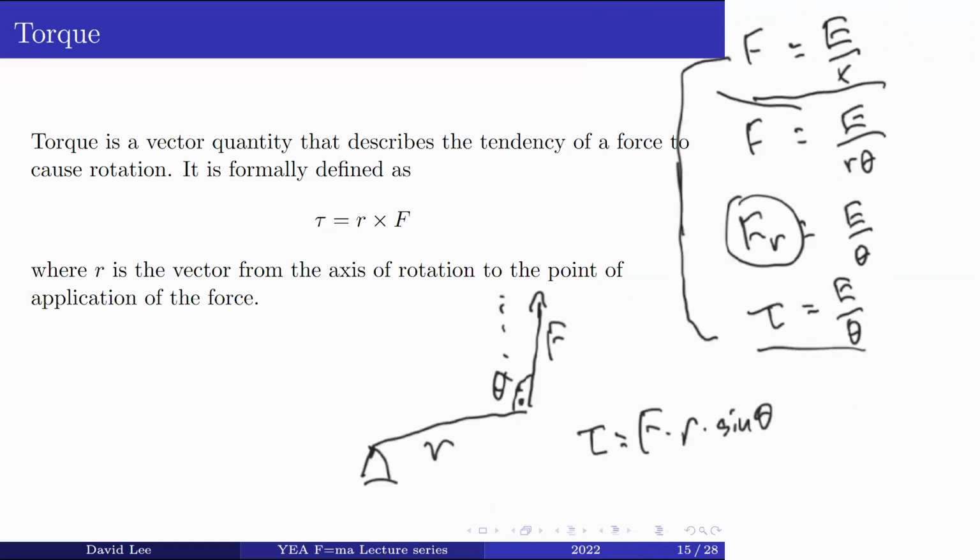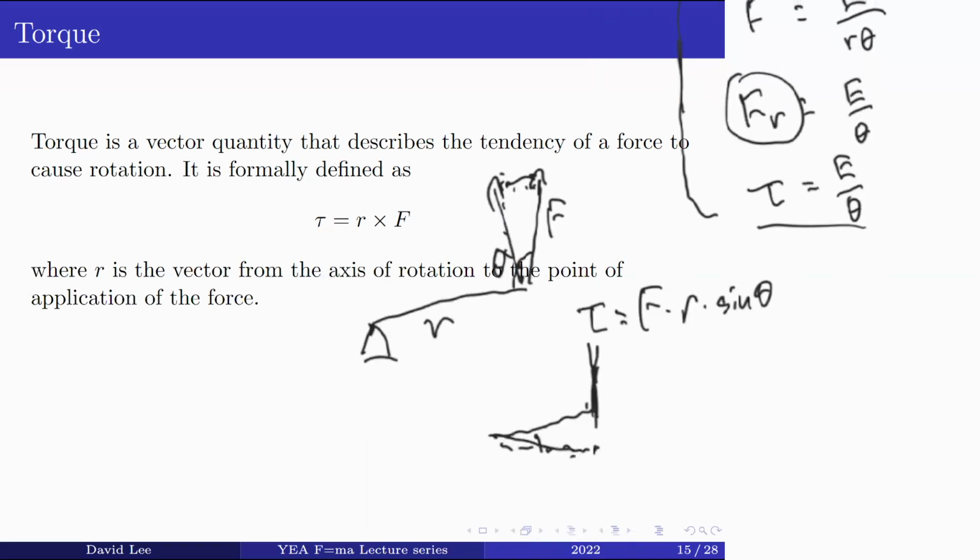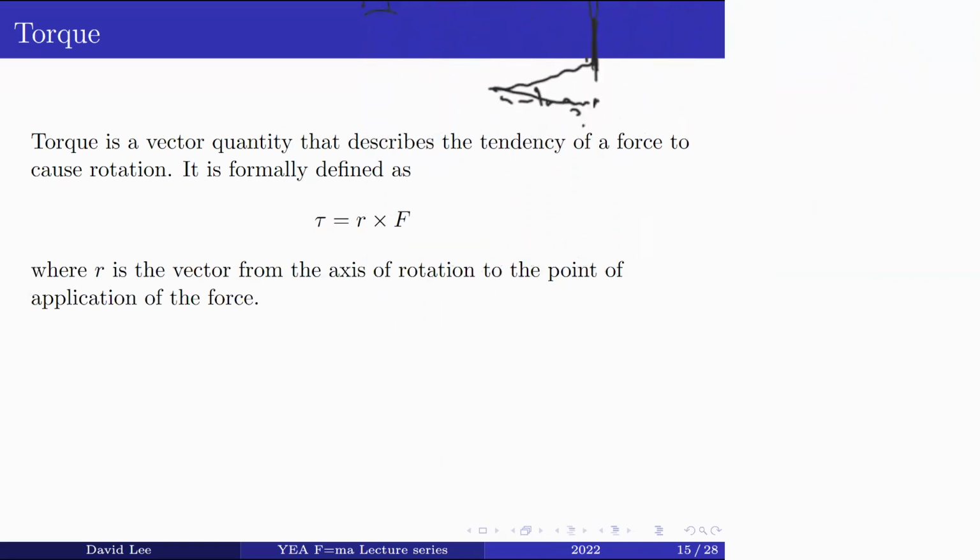We can think of sine theta as the component of the force that's in the right direction to apply torque, or we can also think of r sine theta as the lever arm, so how much leverage we're actually getting from our radius. But anyways, yes, torque as a cross product is a vector, but normally we'll just be thinking about either clockwise or counterclockwise torque. So normally we won't have to worry about the direction of torque in simpler problems like this.